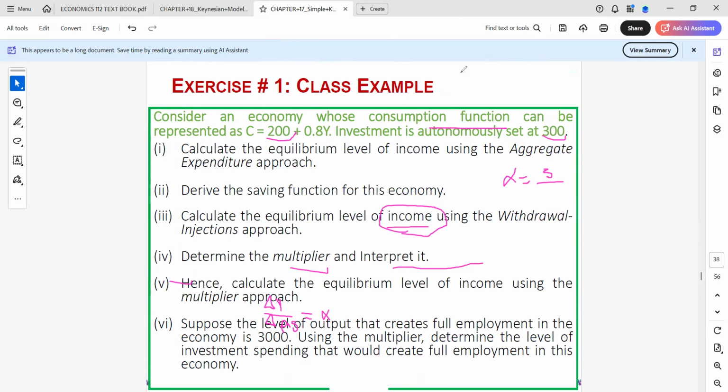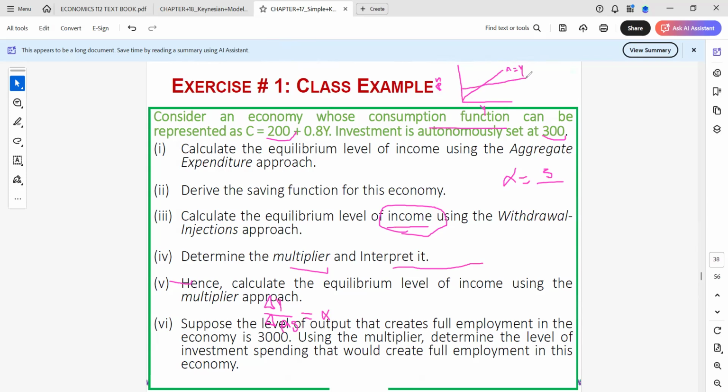And you know that when we're drawing our graph like this, at the bottom we have Y. This Y represents total production or income. Then here we have aggregate expenditure, or total spending. Then here we have our 45-degree line where AE is equal to Y, because at any point along the 45-degree line, your aggregate expenditure will be equal to your income.